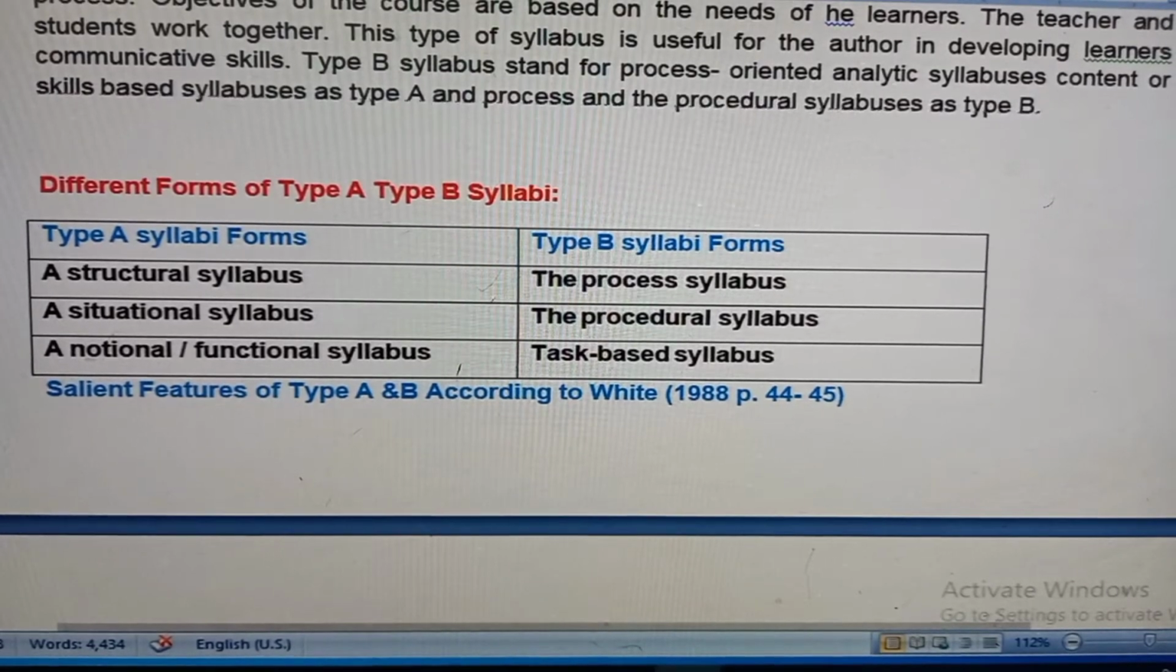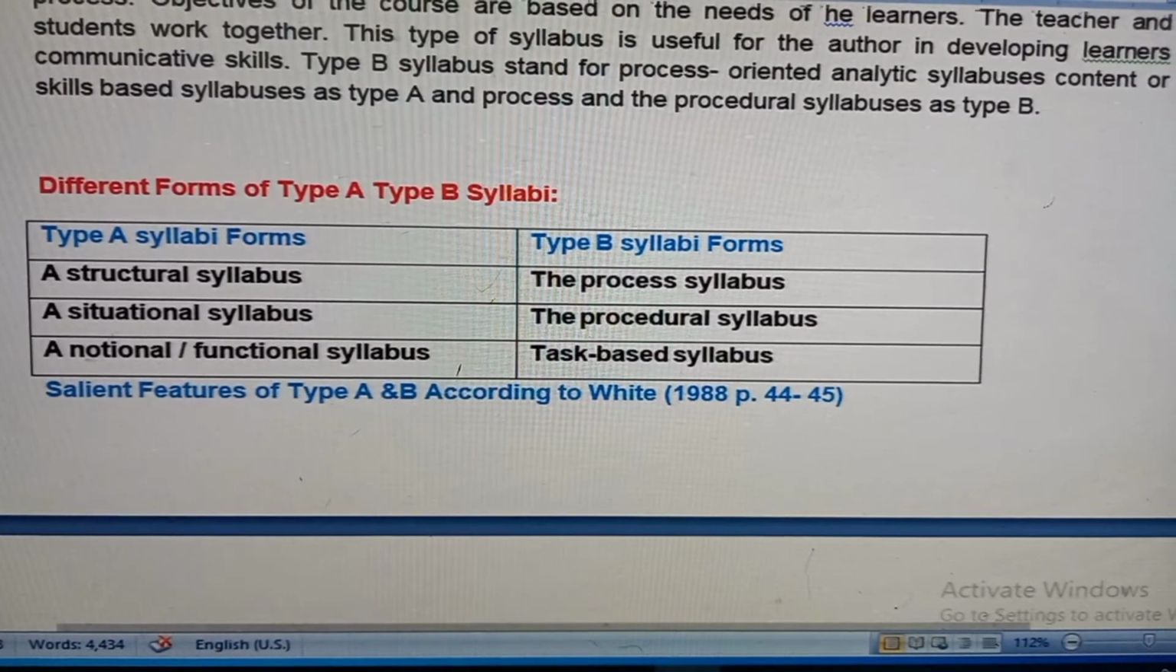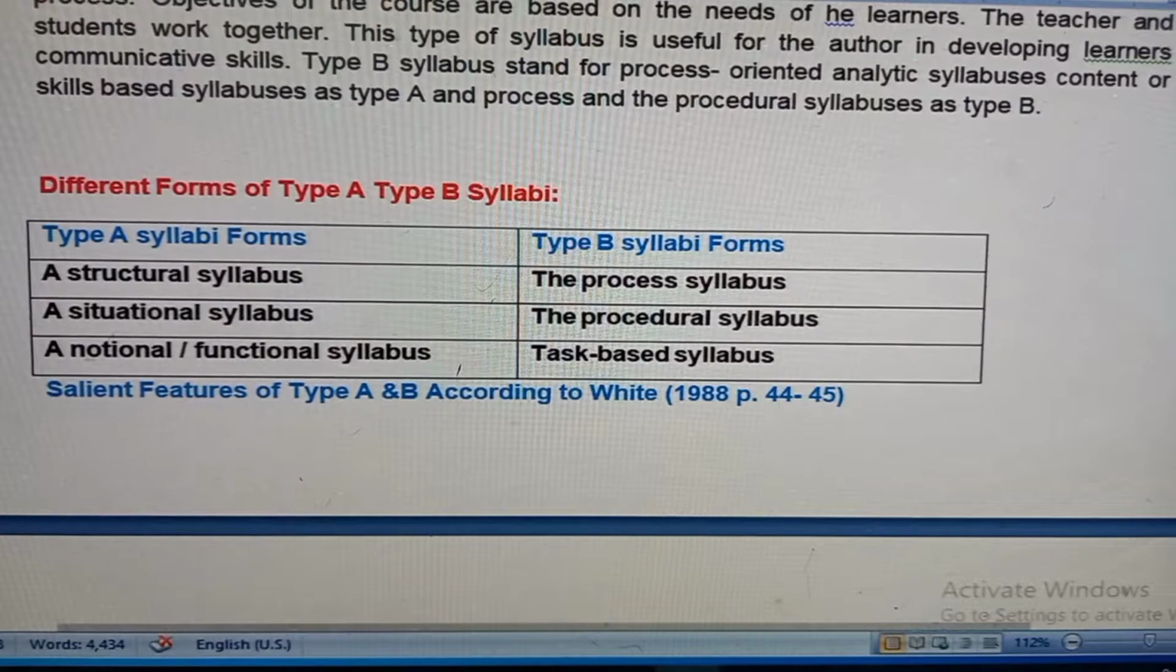Different forms of Type A and Type B syllabi. Type A syllabus forms: a structural syllabus, a situational syllabus, a notional-functional syllabus. Type B syllabus forms: the process syllabus, the procedural syllabus, the task-based syllabus. Salient features of Type A and B according to White, 1988, pages 44 to 45.